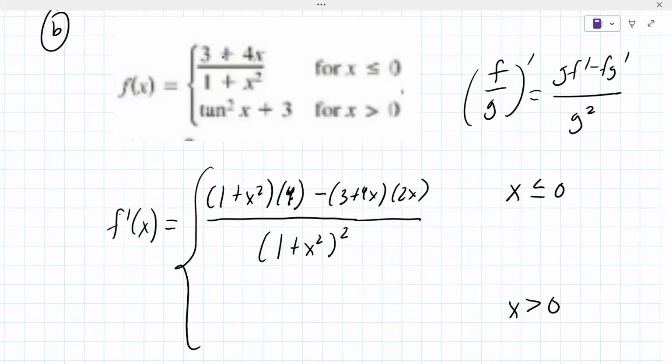Would it be secant to the fourth? Would it be the bottom or the top? 2 tan x secant squared x. Yeah, 2 tan x gets the derivative of that. Then you have to take the derivative of the tangent. Tangent is secant squared x. And there you've got it. Okay, great. Now you don't have to simplify.